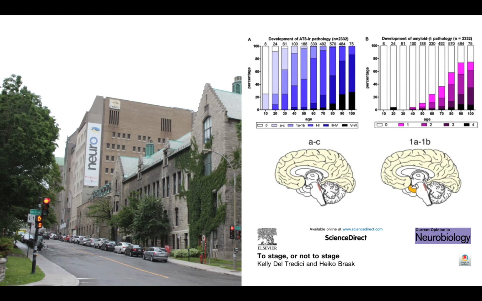Also very important is that most of this early tau pathology seemed to occur in the locus coeruleus, which I'm showing here in that A to C diagram. And only later did it proceed to hippocampus and entorhinal cortex, where the first cognitive changes are found in Alzheimer's disease.